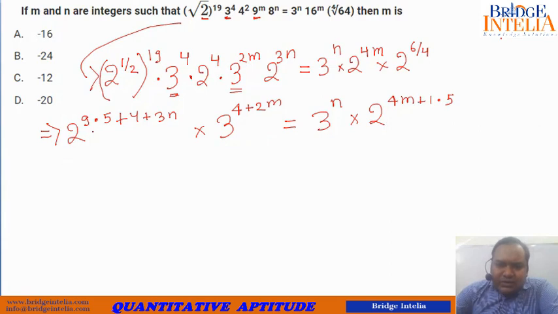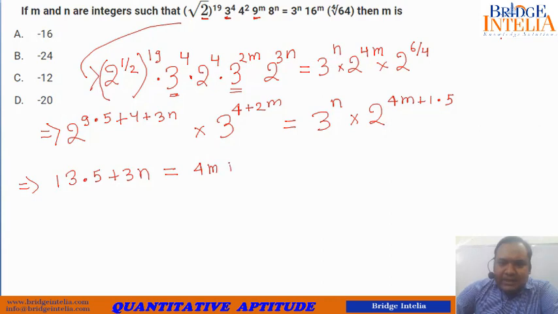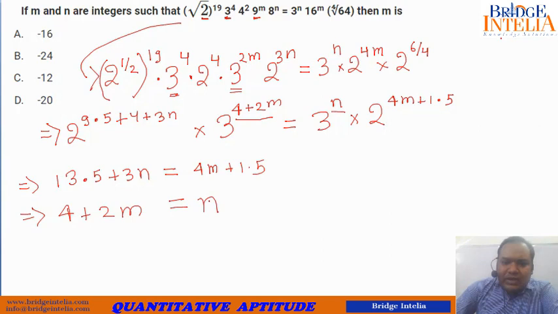So what can you conclude? From here you can conclude two things. 9.5 plus 4 is what? 13.5. So 13.5 plus 3n must be equal to 4m plus 1.5, comparing both these exponents. And the second thing that you can conclude is that these two powers must be the same. The second thing that can be concluded is 4 plus 2m must be equal to n.